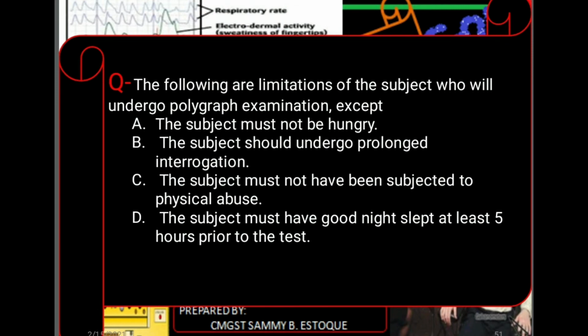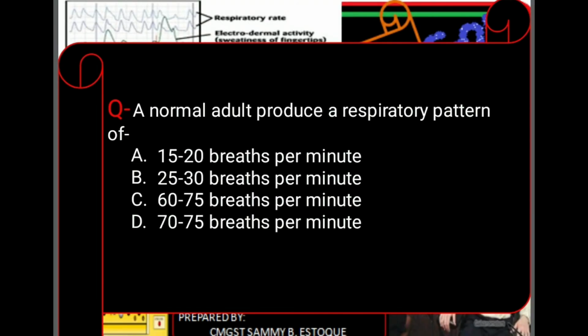Yan yung mga limitations ng isang subject na mag-undergo ng polygraph examination. Baka naman pagkagutom, yung pong gutom niya ang nasa isipan, kahit ano nang tanongin, hindi na makakapag-focus doon po sa tanong. Okay, next question po tayo.